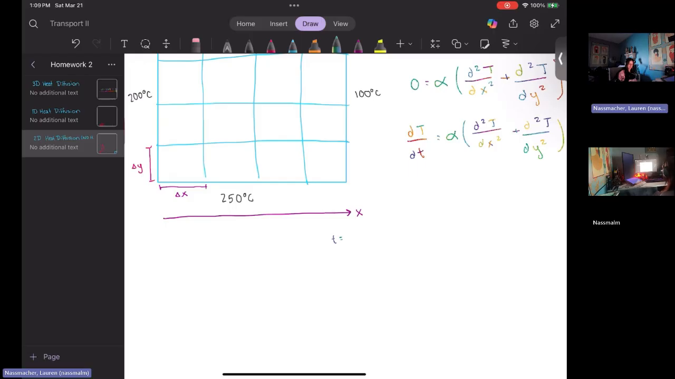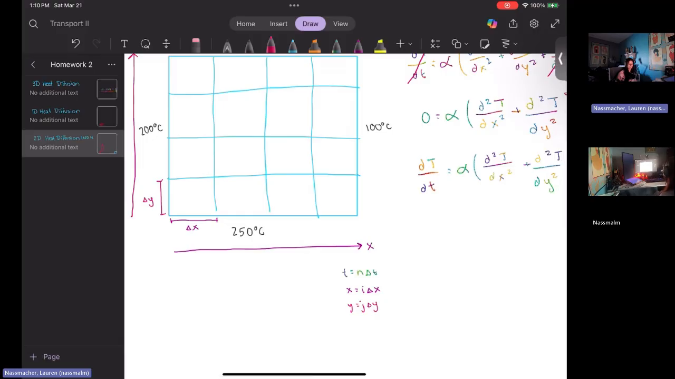So our time is equal to some time n multiplied by our change in time. Our position x is equivalent to, we'll use a variable i that's commonly used for our x position, multiplied by our change in x. And our y is equivalent to j, again, that's commonly used as a variable to denote y, multiplied by our change in y.